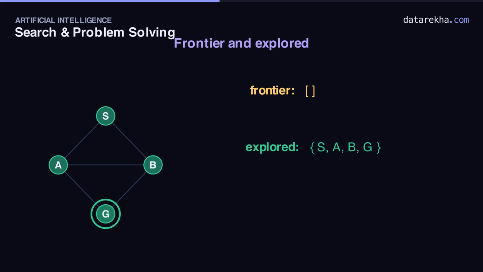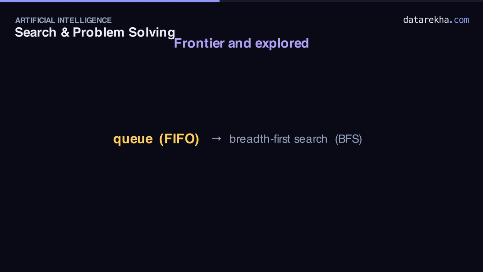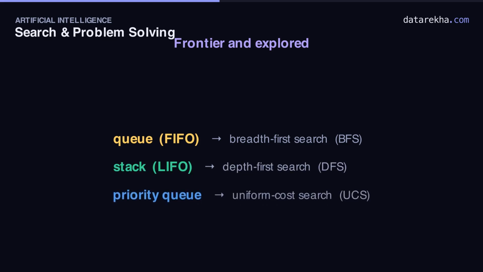The very same graph whose tree could grow forever collapses to 4 clean steps, purely because the explored set refuses to expand a state twice. And the one knob that changes everything: what data structure the frontier is. A queue pulls the oldest node first. That's breadth first search. A stack pulls the newest, depth first. A priority queue pulls the cheapest, uniform cost search. Same skeleton, the frontier's order is the strategy.